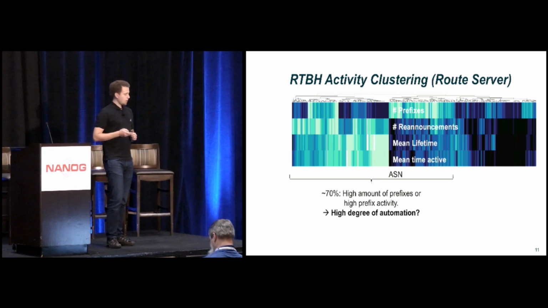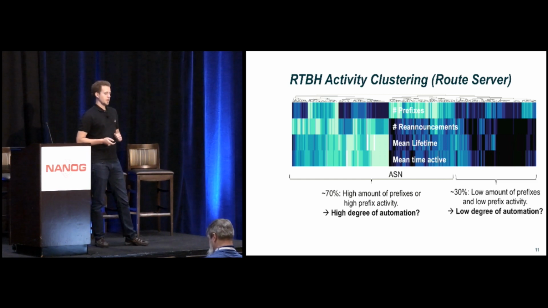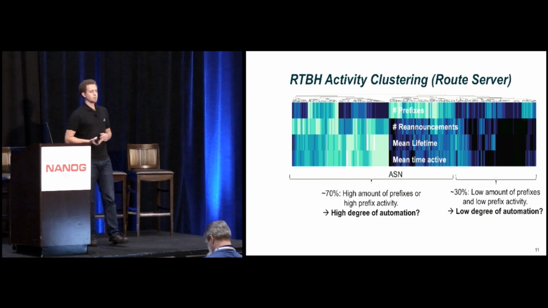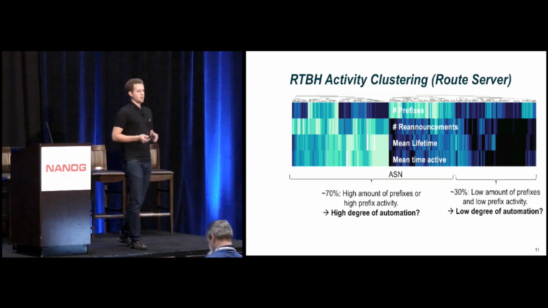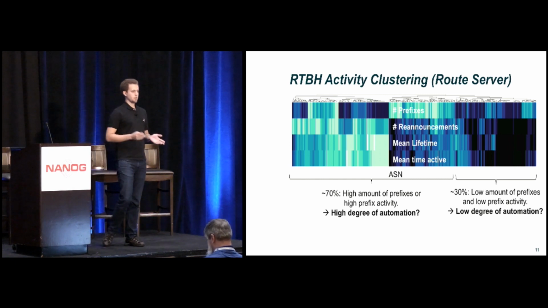So on the top left-hand corner here, we see there are some ASNs that have a high amount of prefixes, but they also have a high amount of re-announcements. So that may be a clue that they're using some kind of automation. And there's this other part in the diagram that you can note where it's quite dark in every dimension. This is a low amount of prefixes and a low amount of prefix activity. So those may be the ASNs that do not use automation. So it's a kind of 70% to 30% split.